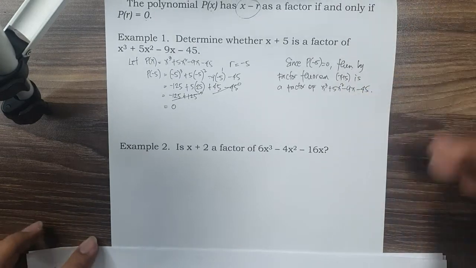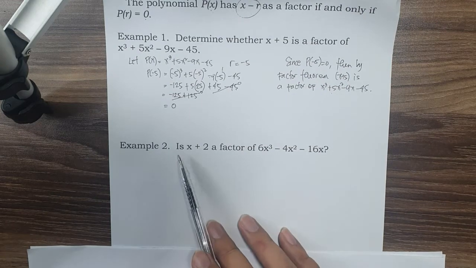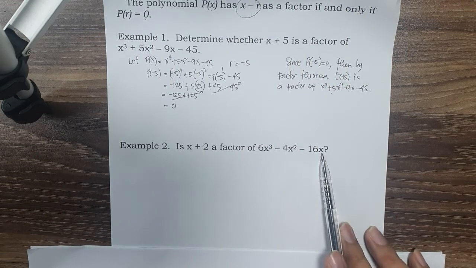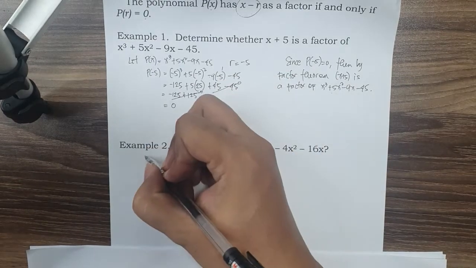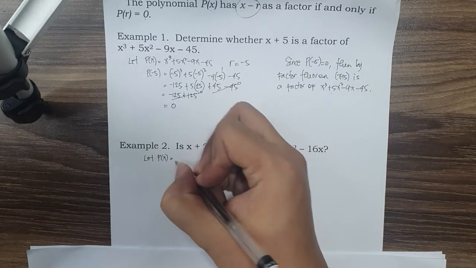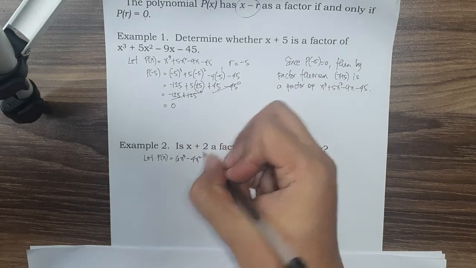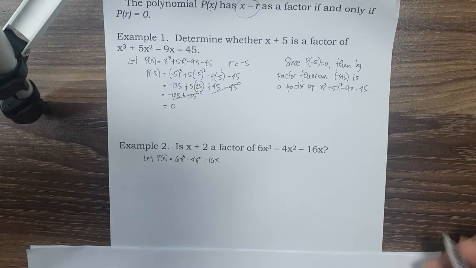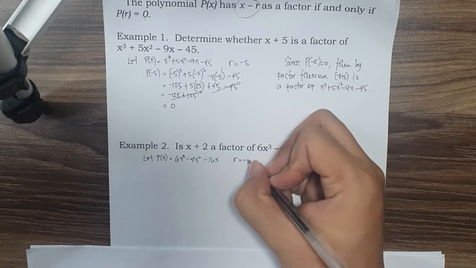Example number 2. So, paano gagawin natin dyan? Ang sabi, is x plus 2 a factor of 6x cubed minus 4x squared minus 16x? So, paano natin gagawin ulit? So, the same process. We let p of x be equal to 6x cubed minus 4x squared minus 16x. And then, what will be your r? Opposite. So, that will be negative 2.